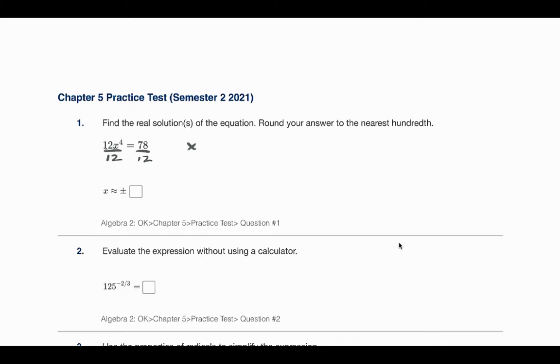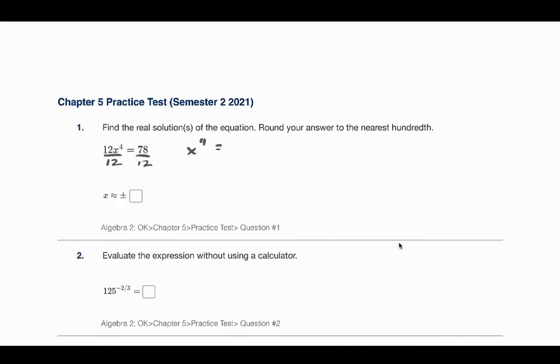So I'll get that x raised to the fourth power is equal to 78 divided by 12, which will give you 6.5. Now remember, to get rid of a power, you take the root of that power. So we have the fourth power there, so we are going to take the fourth root.